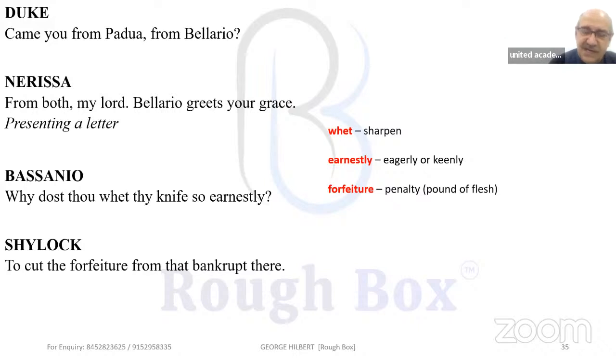And Shylock says, to cut the forfeiture from that bankrupt there, to cut the penalty, which is a pound of flesh, from that bankrupt Antonio who is standing there. Okay? So you can see the hatred that Shylock has towards Antonio.